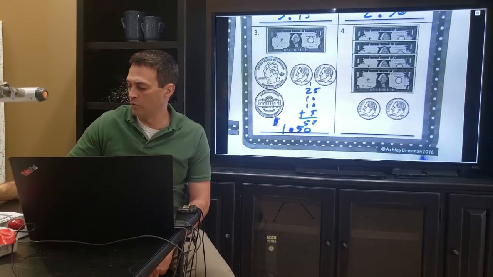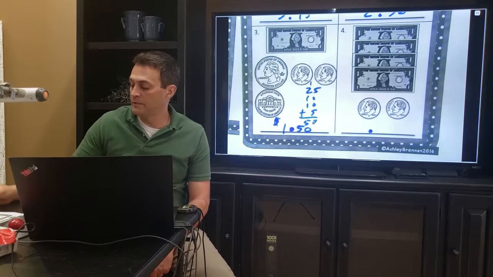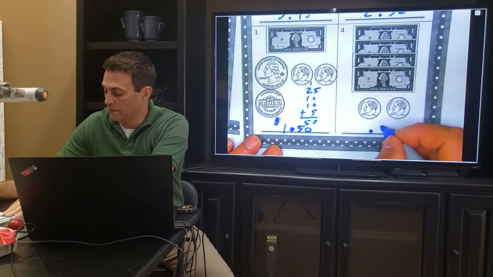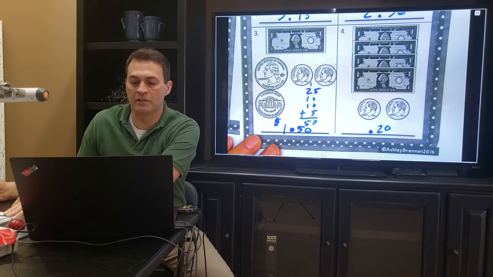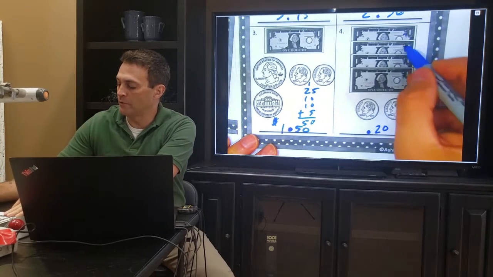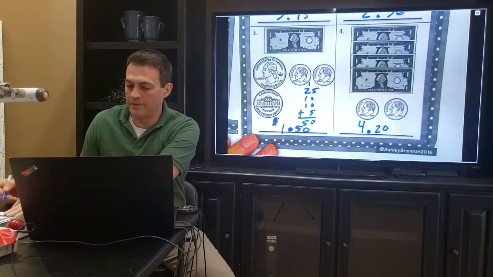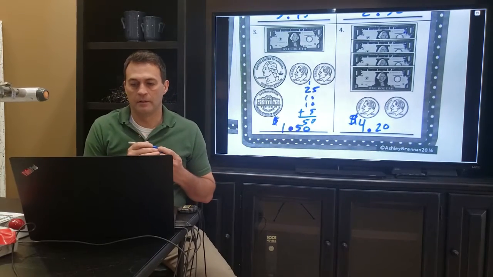All right, here we go. Cent sign. Oh, the cents is easy this time. We have 10 plus 10 is 20, right? Remember, if you got confused on the coins, just ask your parents. They'll know what they're supposed to be. All right, and then we have $4.20. There we go. That's math.